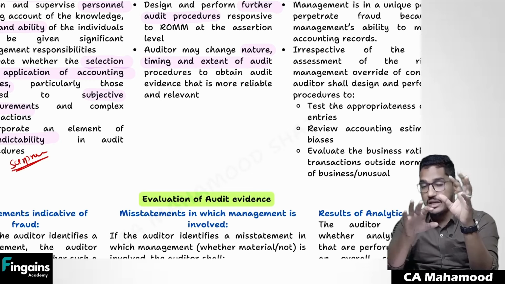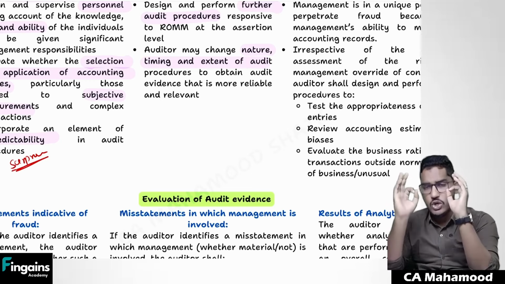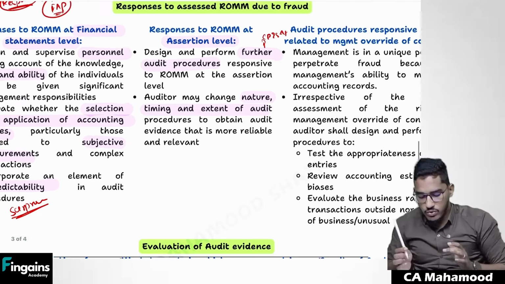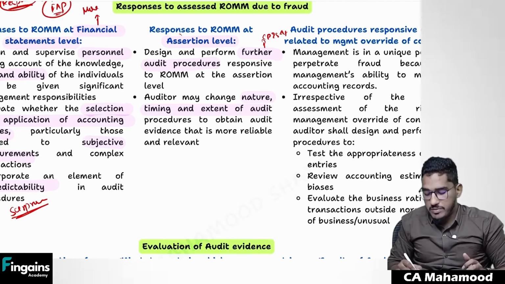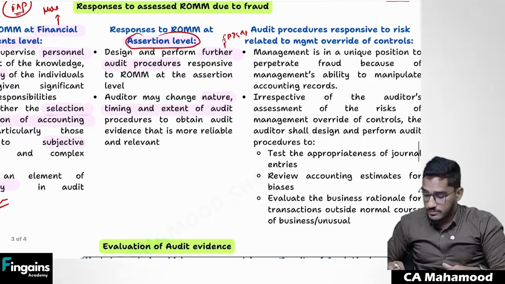If required, we may even revise our nature, timing, and extent of audit procedures to obtain the best possible evidence. Simply what they're trying to say is, when you do the comparative study, when you find financial statement level risk, you have to be more careful. If you find risk of material misstatement at the assertion level, do the normal further audit procedures.